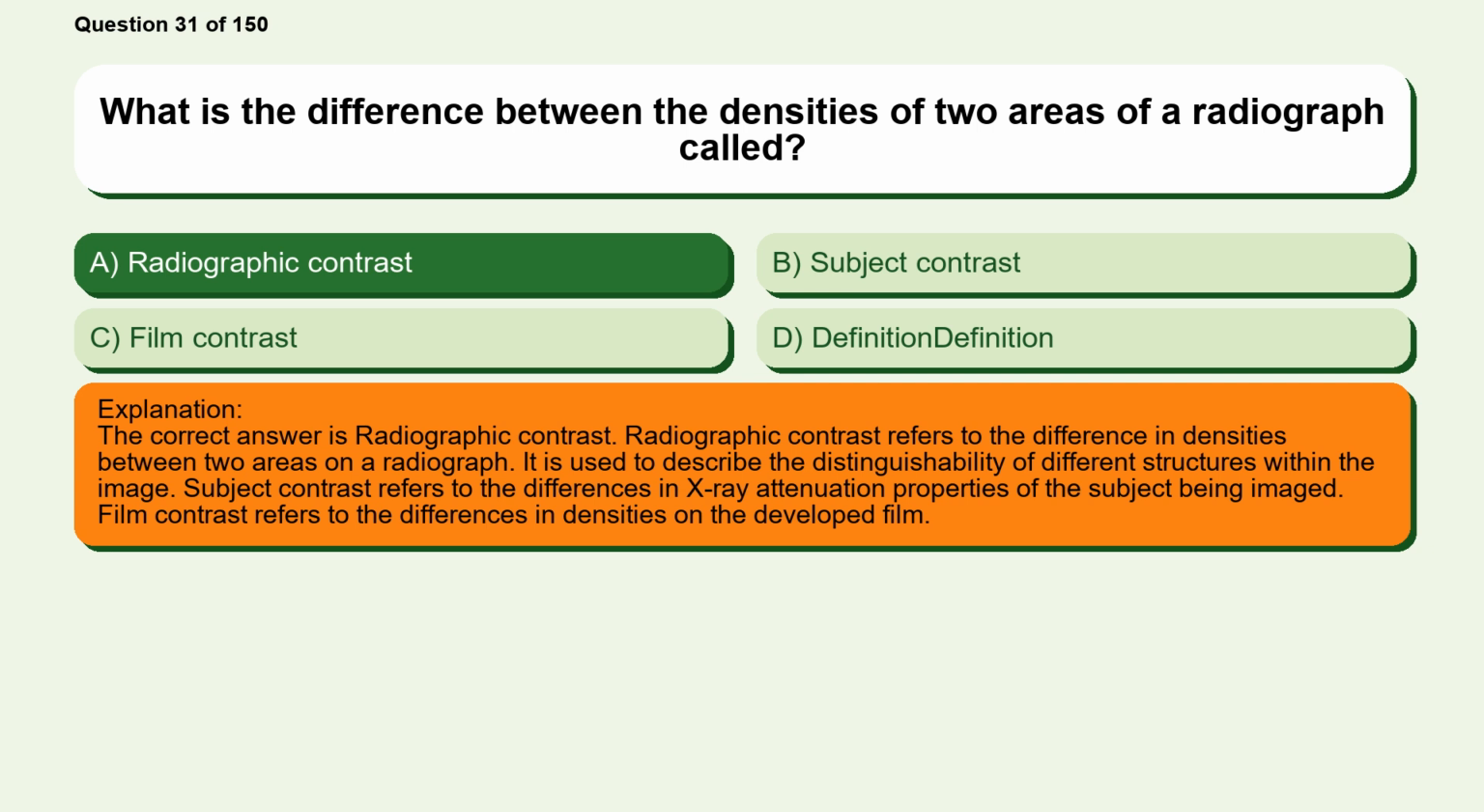Radiographic contrast refers to the difference in densities between two areas on a radiograph. It is used to describe the distinguishability of different structures within the image. Subject contrast refers to the differences in X-ray attenuation properties of the subject being imaged. Film contrast refers to the differences in densities on the developed film.